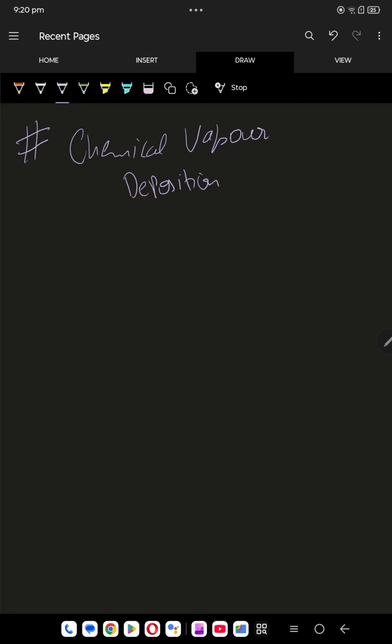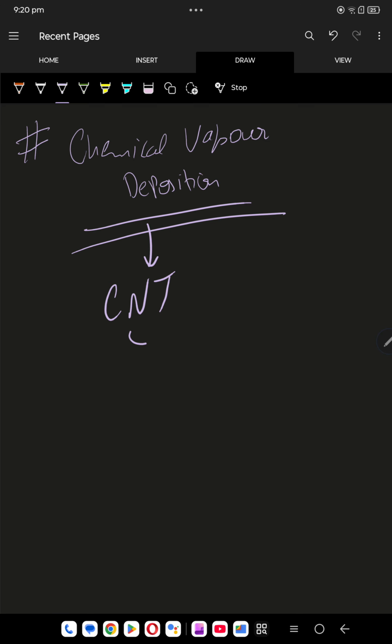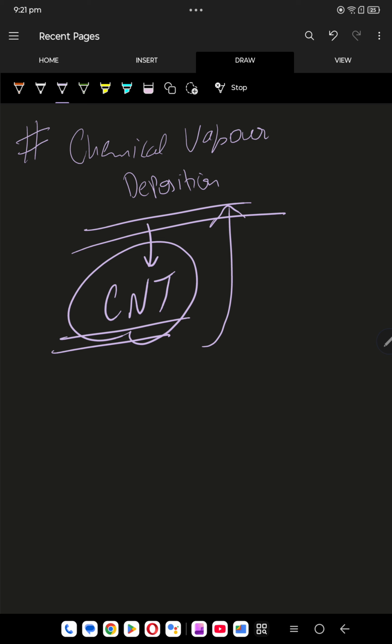In today's video, we'll be seeing another method of synthesis of nanomaterial, that is chemical vapor deposition method. Chemical vapor deposition method is used to form carbon nanotubes. So let me begin. How carbon nanotubes are prepared by chemical vapor deposition. Previously, we saw how copper oxide nanomaterial is formed by precipitation method. Now we'll be seeing how carbon nanotubes are formed by chemical vapor deposition method.